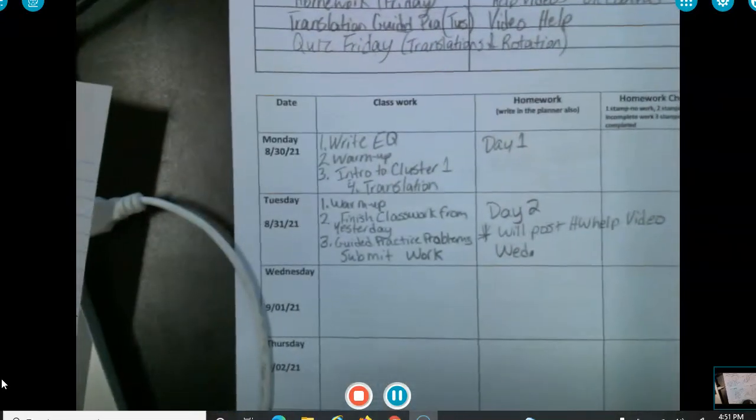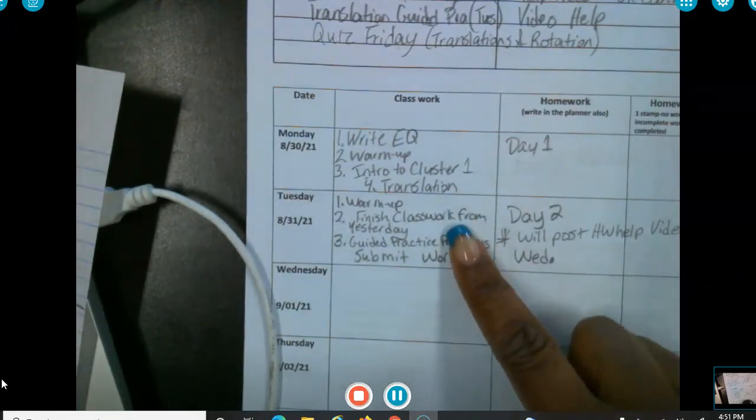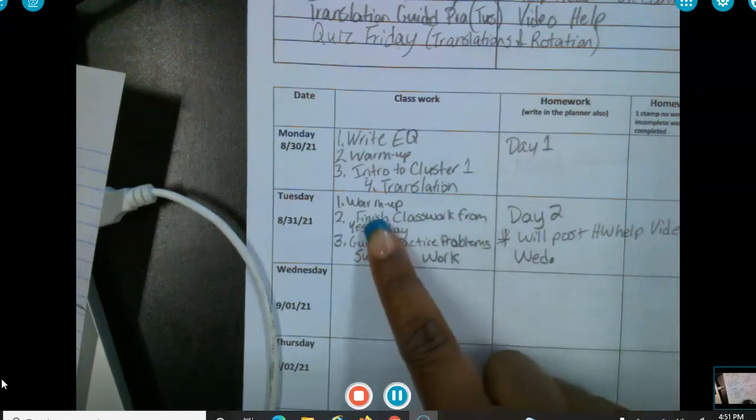Right, so today we are going to work on, let me go ahead and fix my screen. Today we're going to work on our warm-up. We're going to finish the classwork from yesterday, then we're going to do guided practice.